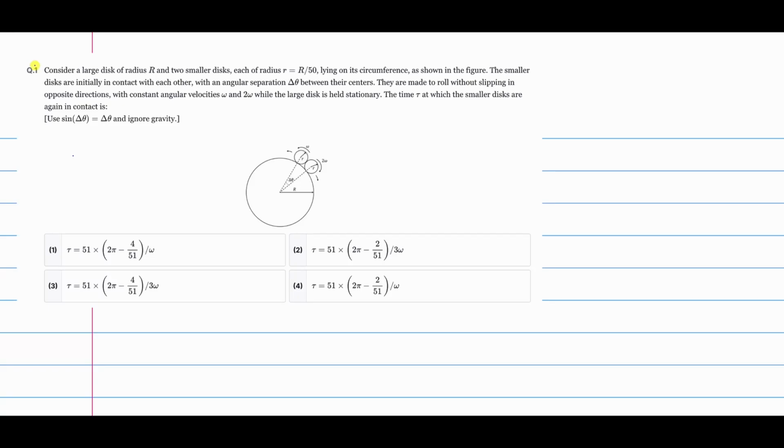Let's solve this question. Consider a large disk of radius R and two smaller disks, each of radius r, where r is equal to R upon 50. So the smaller one, small r, is equal to capital R upon 50, lying on its circumference as shown in the figure.